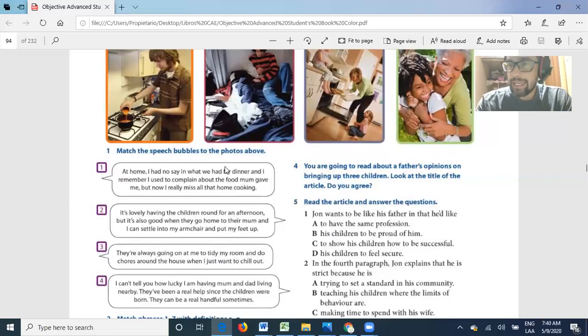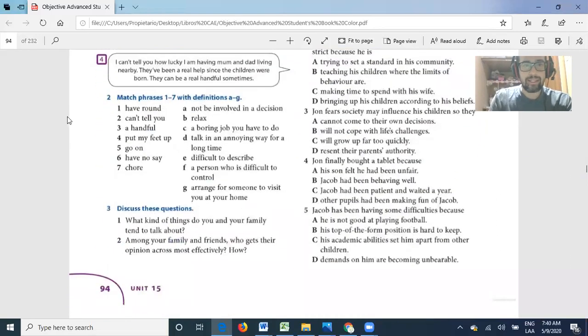Okay, so as you can see, these paragraphs have different expressions, and that's what we're going to be practicing. Before really looking at the expressions, let's see if you can maybe know the expressions and then match them with the pictures. After that, it says here, match the phrases 1 to 7 with the definitions. So what's the meaning of have round? What's the meaning of can tell you? What's the meaning of a handful? What's the meaning of put my feet up? Or go on? Or have no say? Or chore? Okay, so it's very important for us to know these types of expressions.